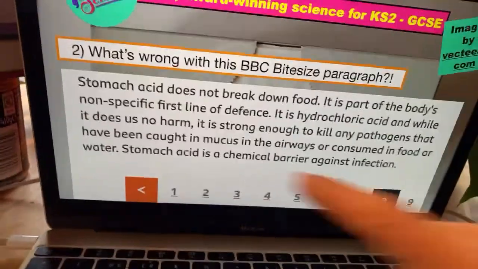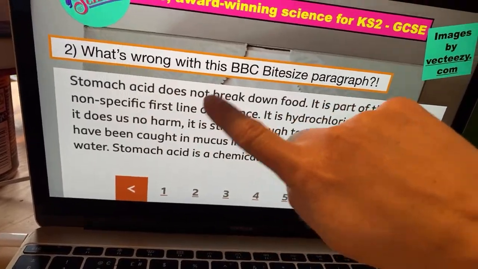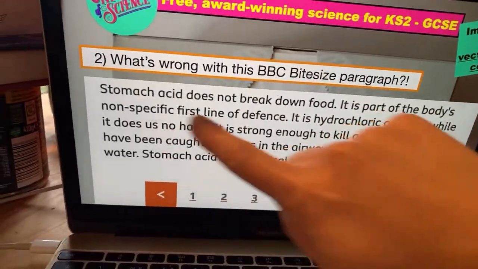So BBC Bitesize is right that all these different barriers we've talked about are called our non-specific defences, because they're not targeting any pathogen in particular. We'll look at how white blood cells target certain germs, whereas this is just keeping all general germs out. Stomach acid does not break down food. Yes, it does, BBC Bitesize. This is just a typo. I'm sure it should say stomach acid does not only break down food, because it does break down food.